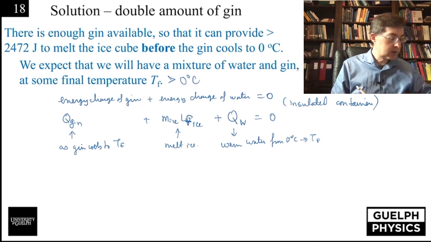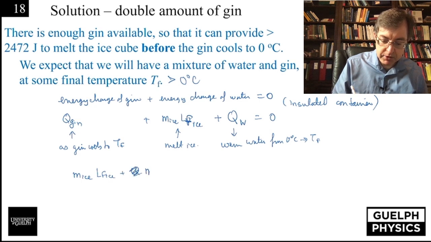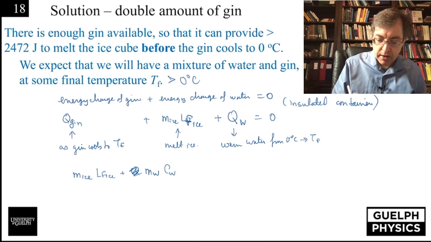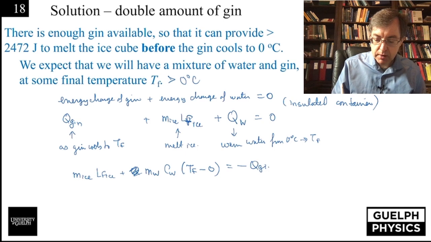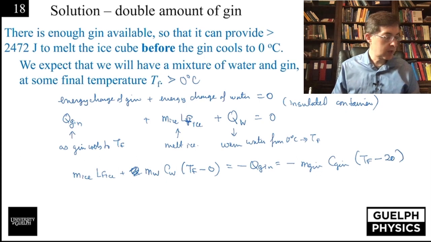And so I can write then that M ice, L F of ice, plus Q water. Q water is the mass of the water times the heat capacity of the water times the temperature change, TF minus the initial temperature of 0, and that's equal to minus Q gin, which is equal to minus the mass of the gin, heat capacity of the gin, times the final temperature of the gin minus its initial temperature of 20 degrees Celsius.